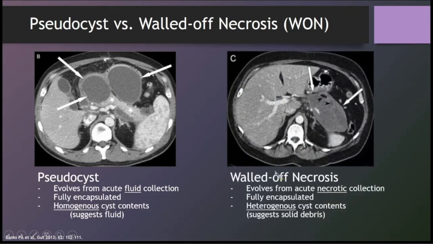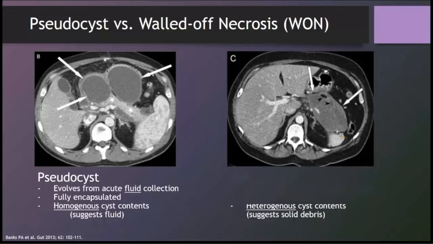Now, this is called walled-off necrosis, which I personally hate this term, but it's a WON, as it might be. And so early on, it's called an acute necrotic collection. You've got that piece of dead pancreas, and you've got this dead inflammatory ball. And as that wall forms, it's a little bit different. Here, it's very homogeneous. And here, you can see some different densities. Different density there.